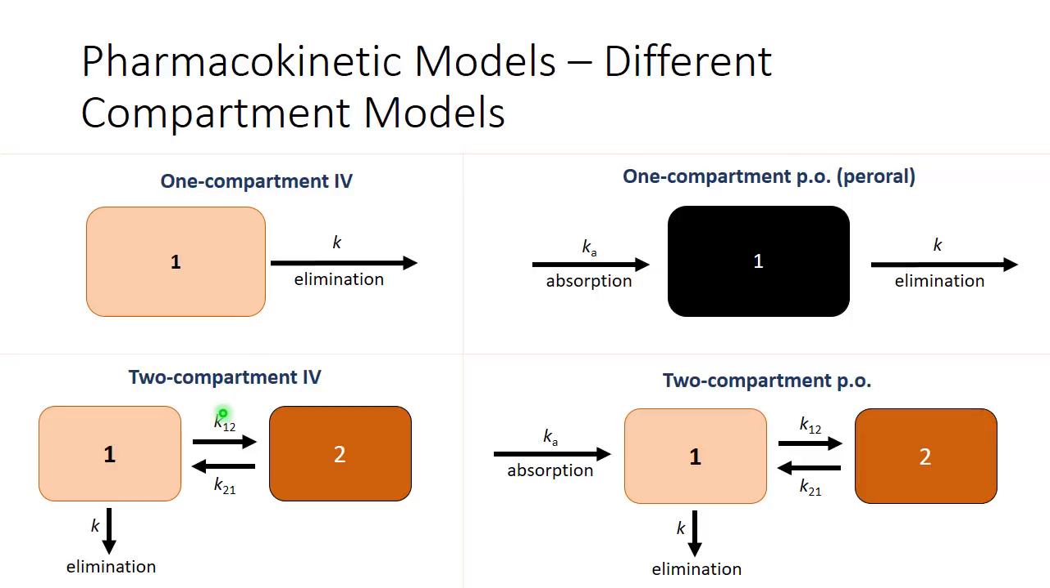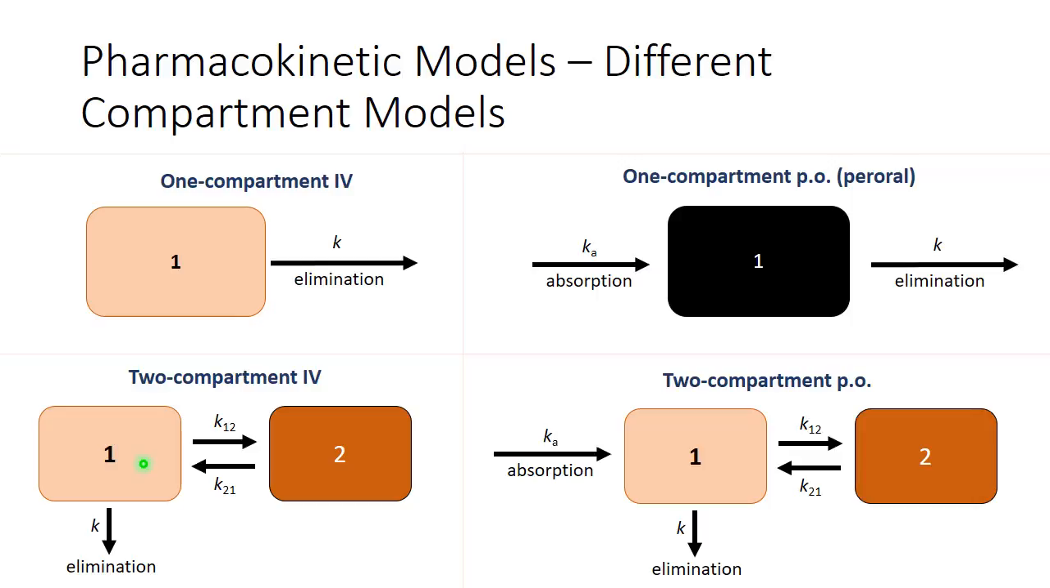Two compartment IV: if we get rid of the absorption phase because it's IV, we have the first compartment, but then look at this. That second compartment, guess what? It has its own rate constants. One of them is the rate going in, or the drug going into the compartment. One is the rate going out of the compartment. And then we still have the K, or the KEL, which is the elimination rate constant. So now we're getting more complicated here.